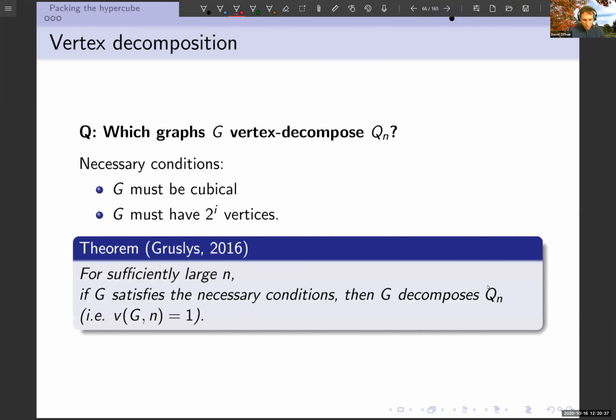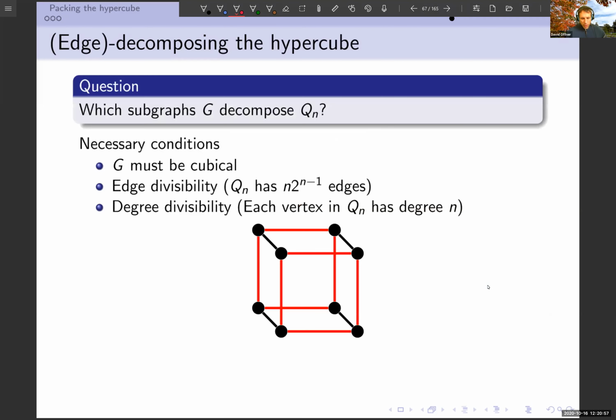In 2016, Gruslitz proved that they are, at least if n is sufficiently large. For sufficiently large n, he proved that if G satisfies the necessary conditions, then it decomposes Qn. It's a beautiful result, but that's all I want to say about that. What I really want to talk about is edge decompositions.